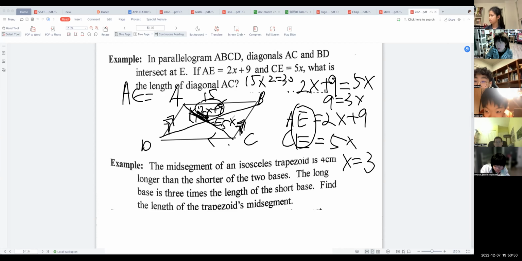But I'm a very secure person. I want to double check if EC also equals 15. So 5 times 3 equals 15. So that's why 15 plus 15 equals 30.